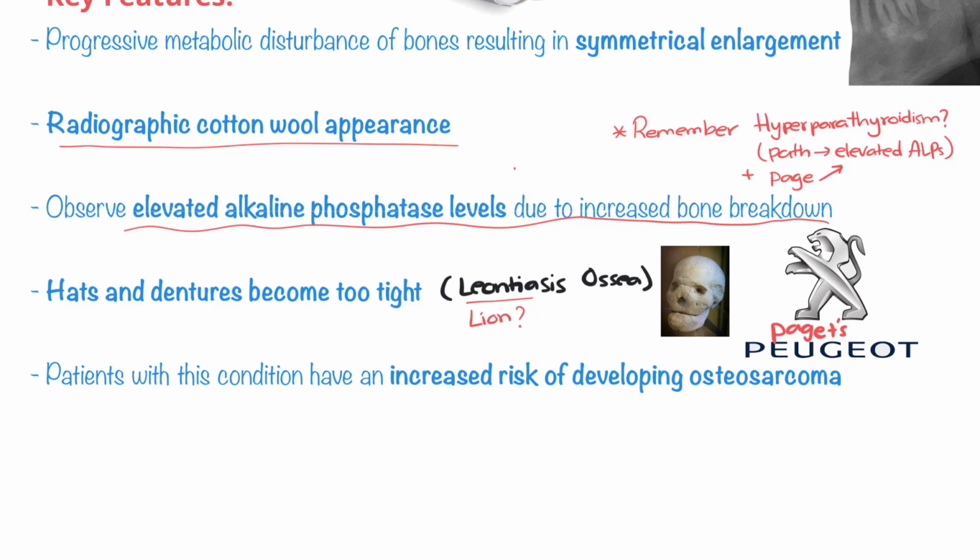The final feature here is that patients with this condition have an increased risk of developing osteosarcoma. Now, as we now know, Paget's disease results in enlargement of bones, and whenever there is an enlargement of something, we would always think of the possibility of cancer, which here is osteosarcoma. So this is pretty easy to remember and relate.